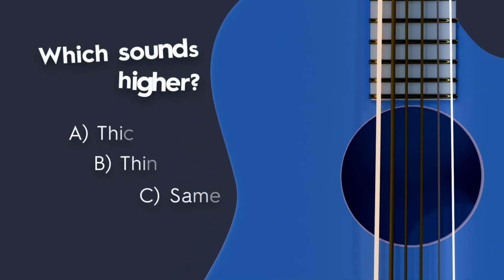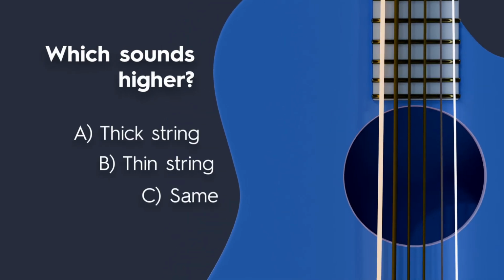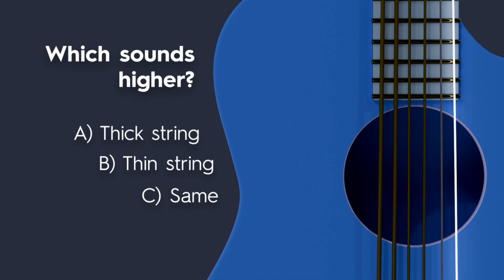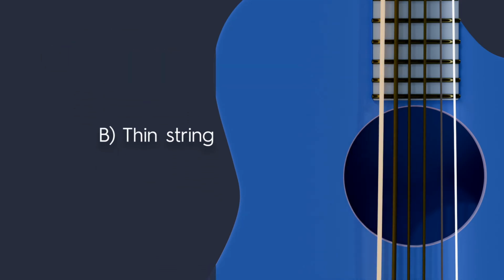Now, back to our quiz. Both strings have the same length and the same pull, but the thinner one has less mass per length. That lets waves travel faster along the thin string and gives it a higher fundamental frequency. So the correct answer is B. The thinner string sounds higher.